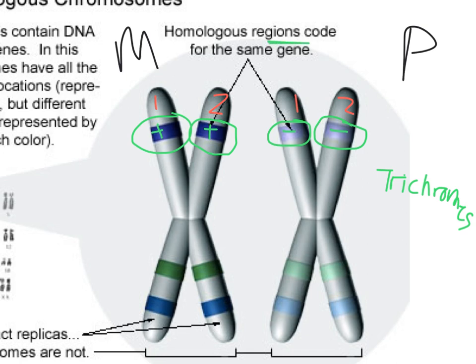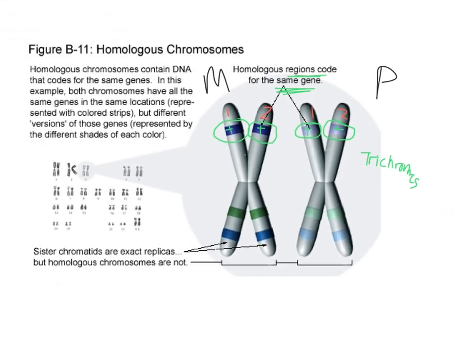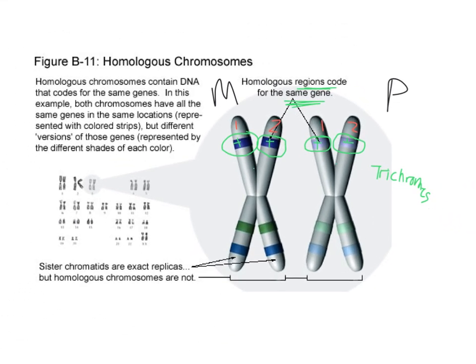So they've got these, as it says here, regions that code for the same gene. They just might be different versions of the gene, or they could be identical. This could be the gene that does make trichomes, but the point is they don't have to be. Right, so those are homologous chromosome pairs, one from each parent. This is a homologous pair.